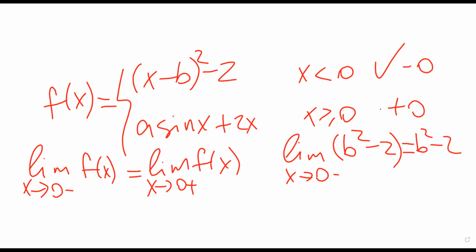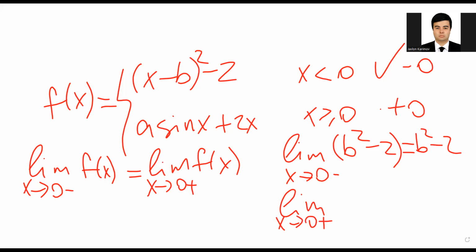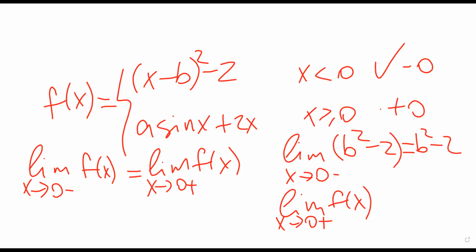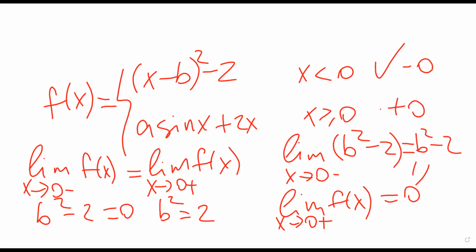Next, the limit as x tends to 0 plus of f of x. In the second part, you need to put again 0, so it will be just 0, because sine x as x tends to 0 is 0, and 2x is again 0. Now we equate these two: b squared minus 2 equals 0, hence b squared equals 2. So this is the first part.